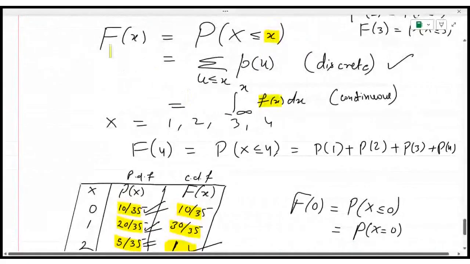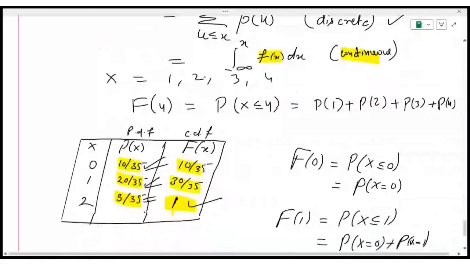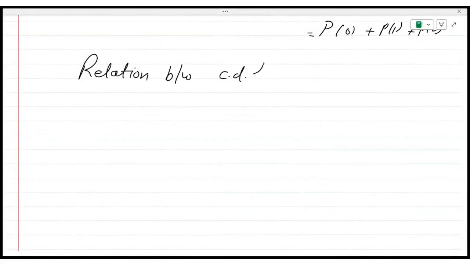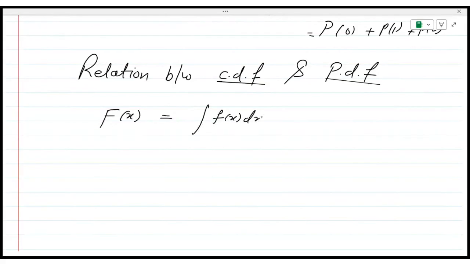Okay. Now, if we are given the probability density function f of x and we want to find the cumulative distribution function, then we have to do the integration. Now, what if we have to do the opposite? I want to tell you the relation between CDF and PDF, the cumulative distribution function and the probability density function. In the continuous case, the cumulative distribution function is the integration of the probability density function from minus infinity to x.